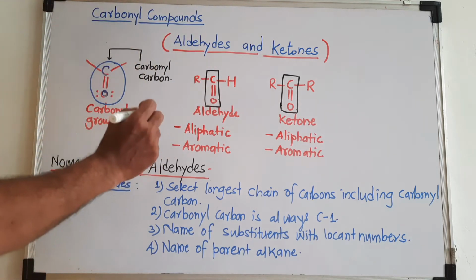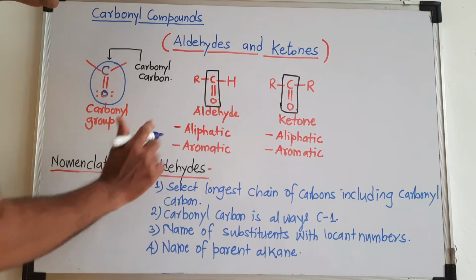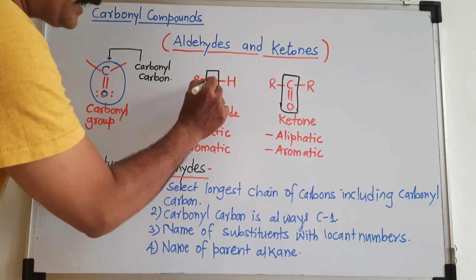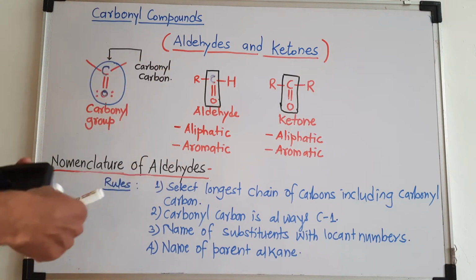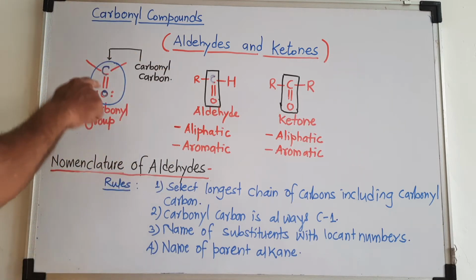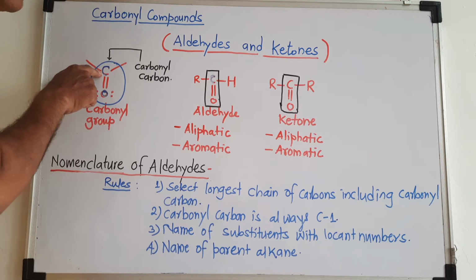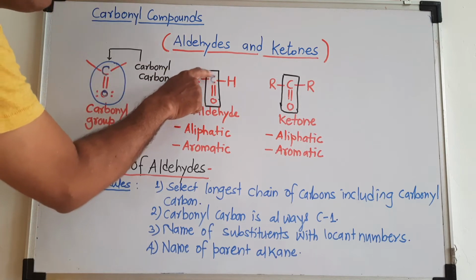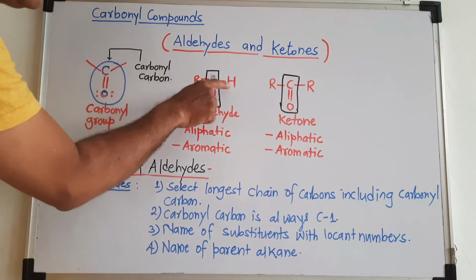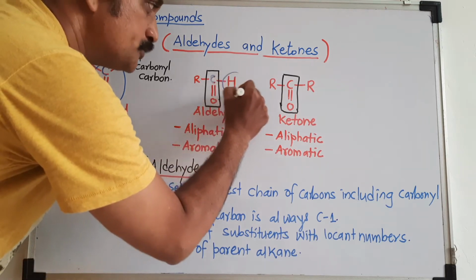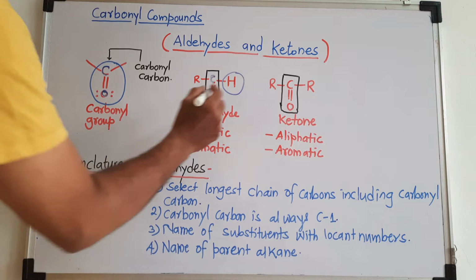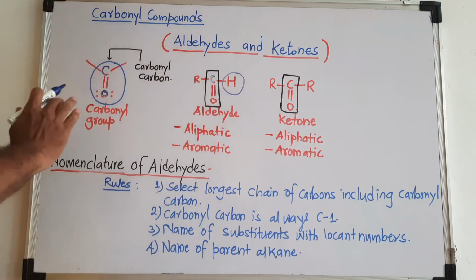Aldehydes and ketones, if you look at their structures, have one valency of the carbonyl carbon. This carbon is the carbonyl carbon. That word may come again and again, so you remember, first of all, this carbon is a carbonyl carbon. And if one valency of the carbonyl carbon is having hydrogen, then that compound is called an aldehyde.